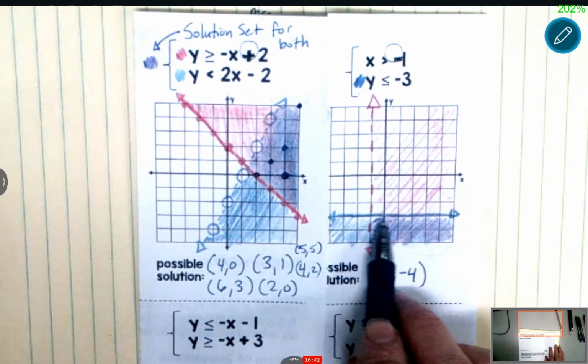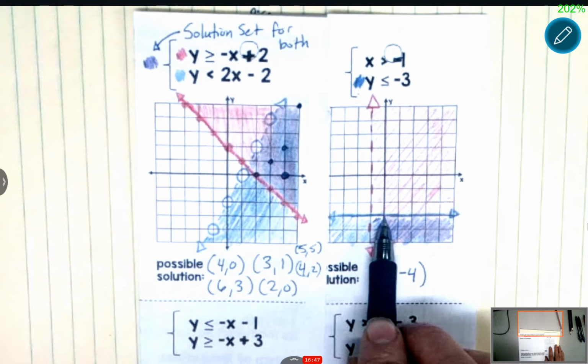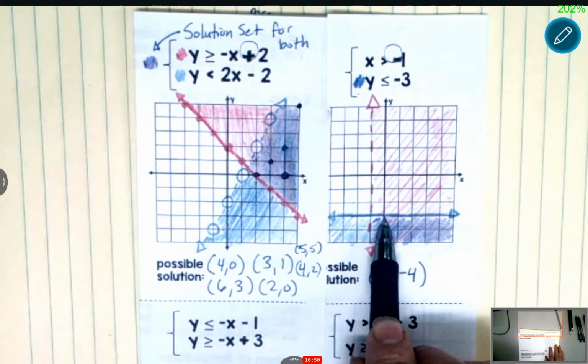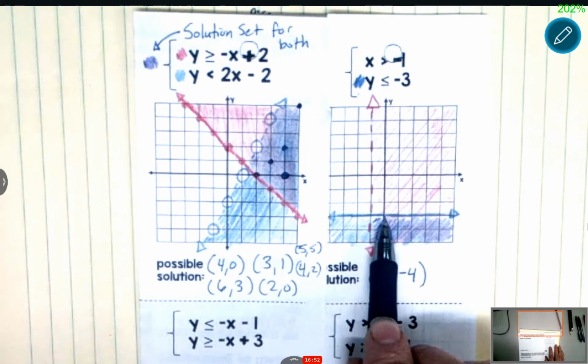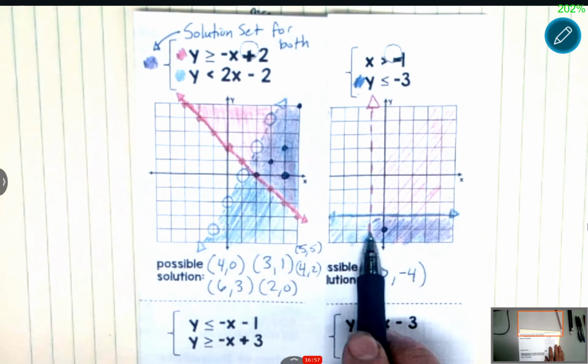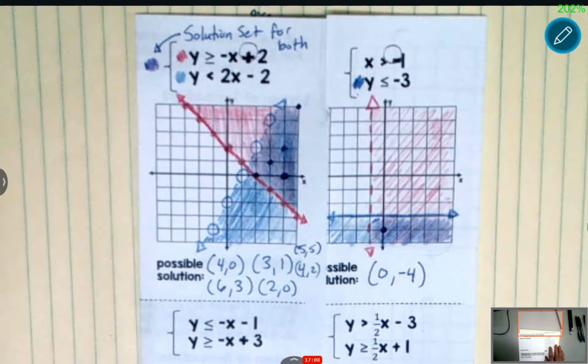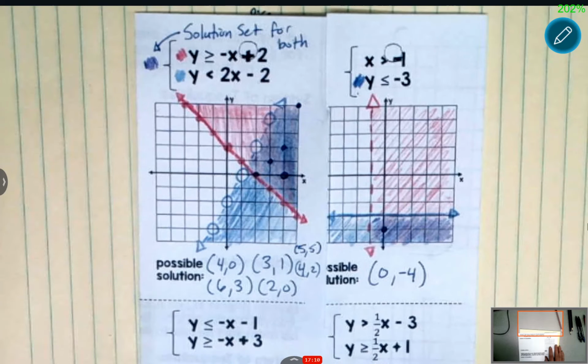Take a look at where I'm pointing. Is this point a valid solution to the system? Yes. It's on the line and shaded in red. It's on a solid line. Is this point a valid solution to my system? No. It's shaded in blue, but it's on the dashed red line, so it is not a solution to both. It's just a solution to the blue. Okay. Any questions before I move on to the bottom left one? And then you will practice graphing the bottom right one.